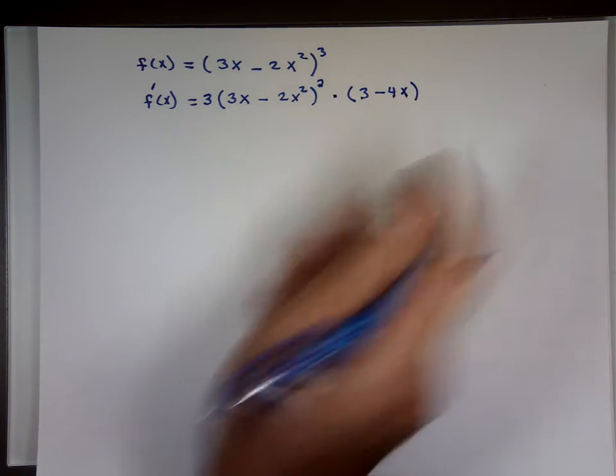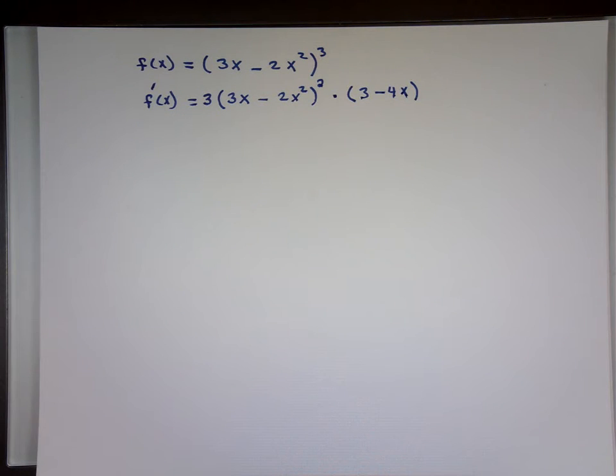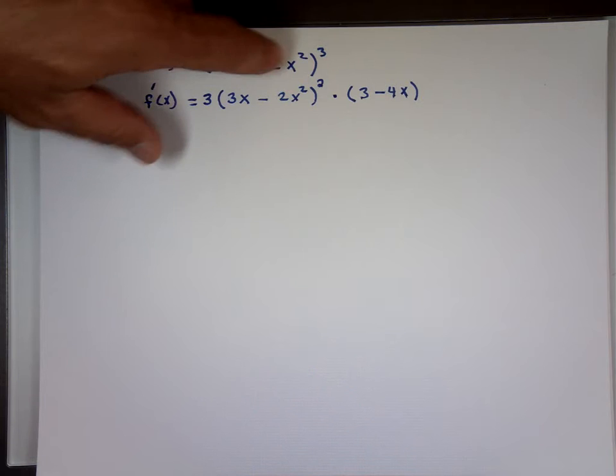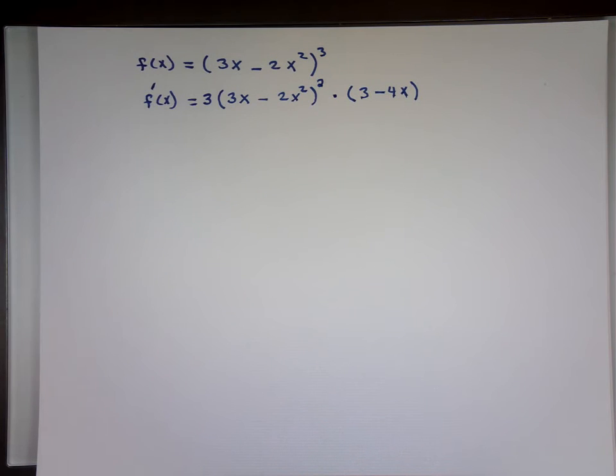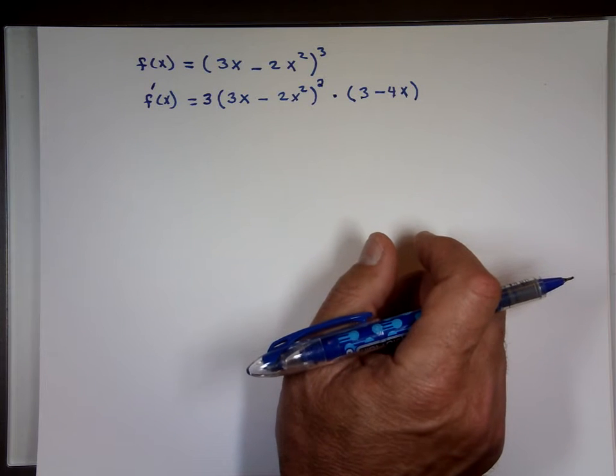Again, if you want to multiply these two and put them in the front, that's fine. Subtract 1 from the power. Oh, it's a square. I thought that was 3x minus 2x. And I was just like, 3x minus 2x squared, the whole thing cubed. Okay. Let's try another one.